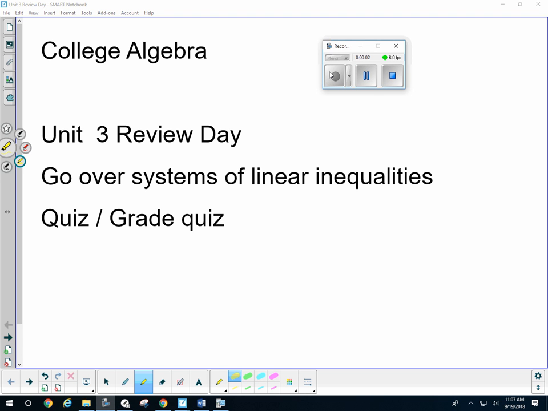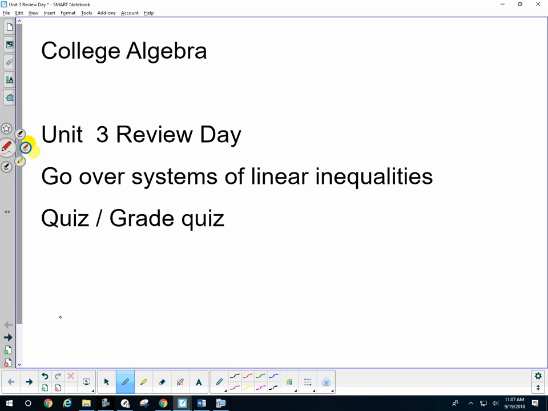All right, as you can see, I am away today. However, the schedule is still going to be the same for review day. We are going to practice systems of linear inequalities. You will quiz. You will grade that quiz, and I'll be able to have the results for you tomorrow at some point, and you can come in and grab that quiz. Remember, we have a test next class.